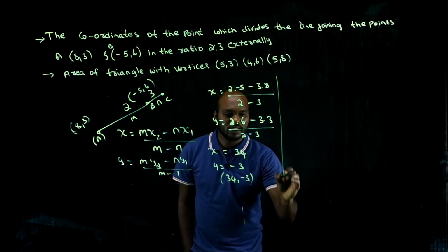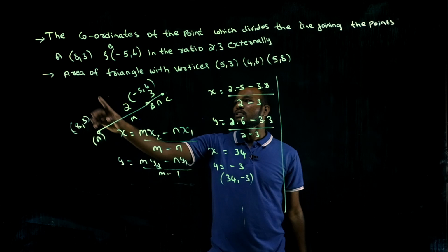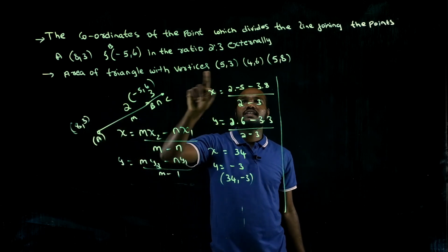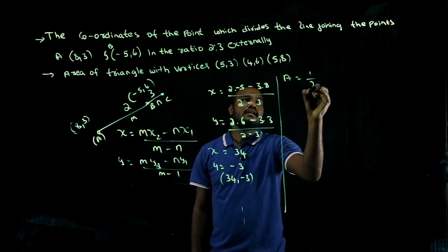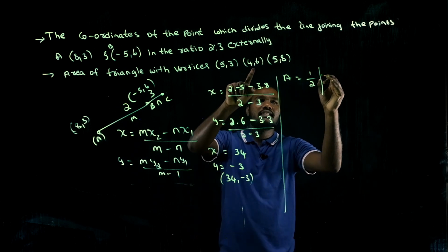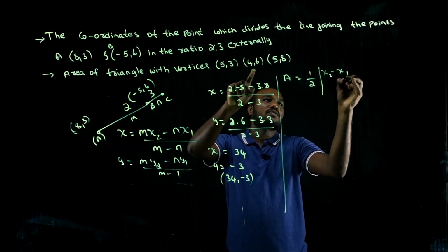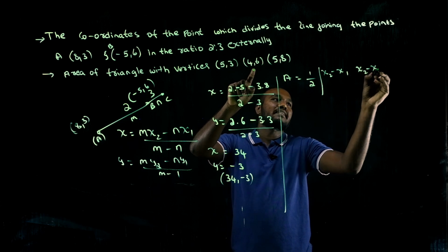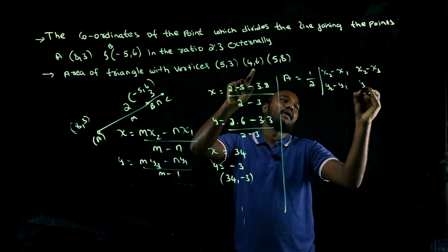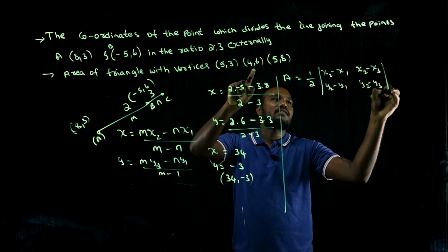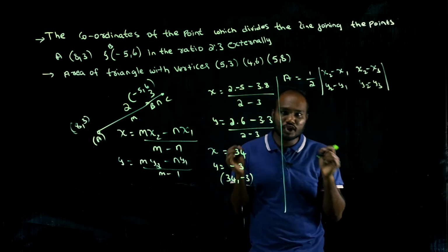Okay. Let's go to the next question. What is the question? Area of a triangle with vertices, 3 vertices are given. How to solve this? To find an area, we know the formula. Half times x2 minus x1 times x2 minus x3 and y2 minus y1, y2 minus y3. This is a formula.